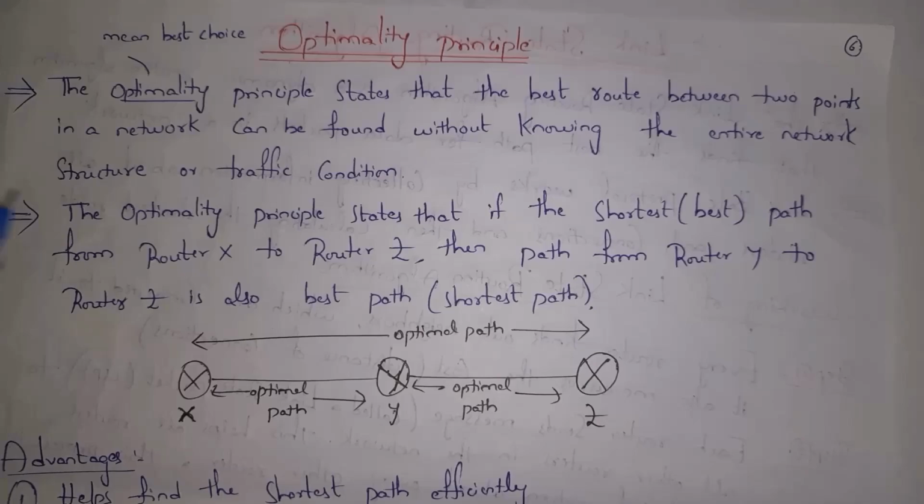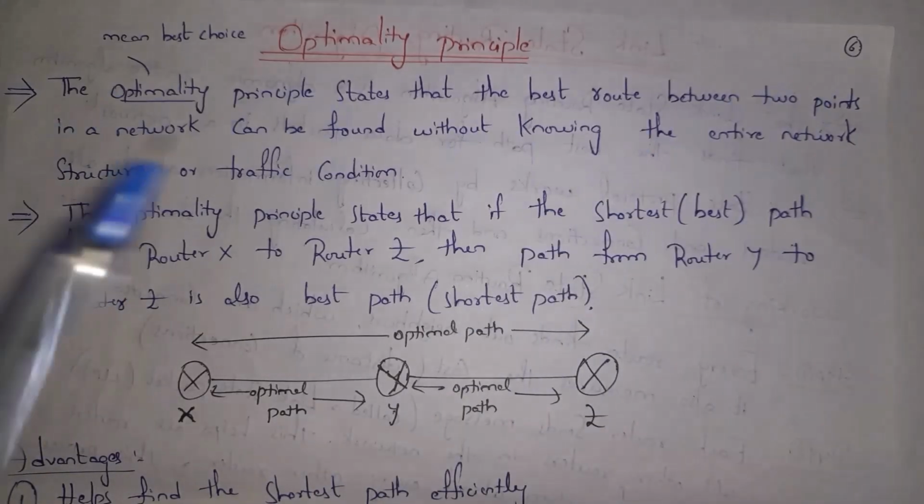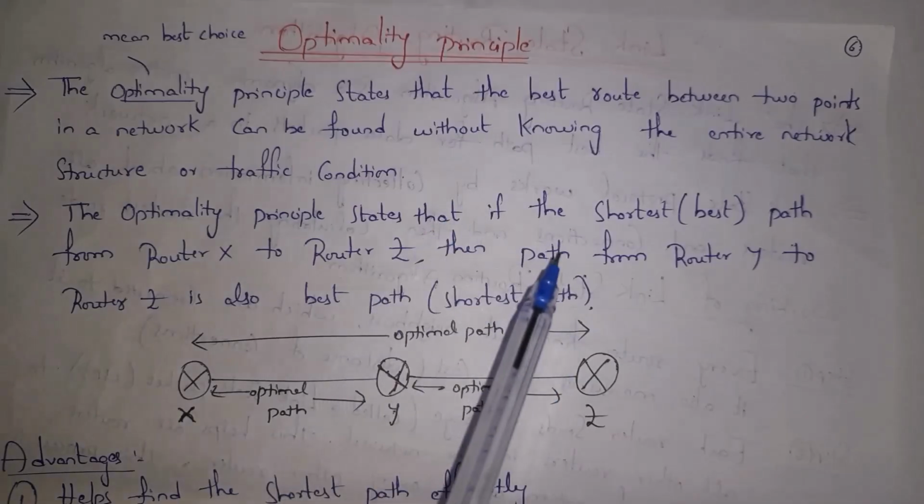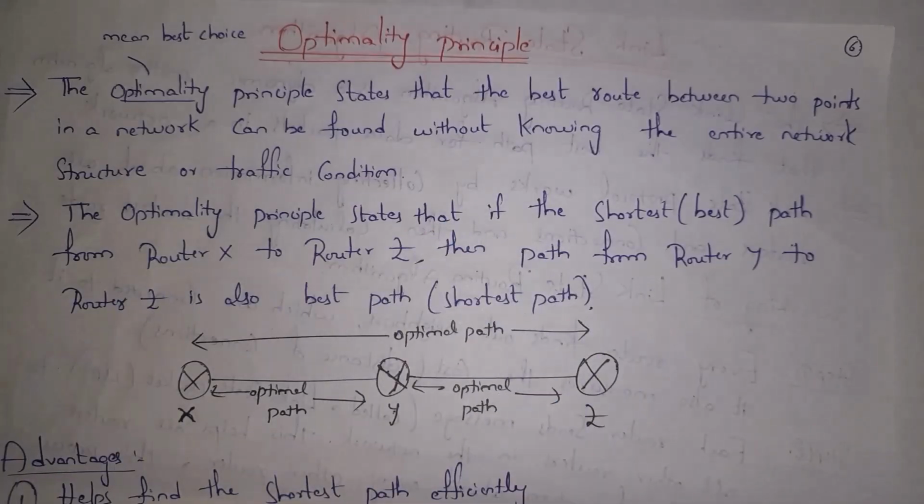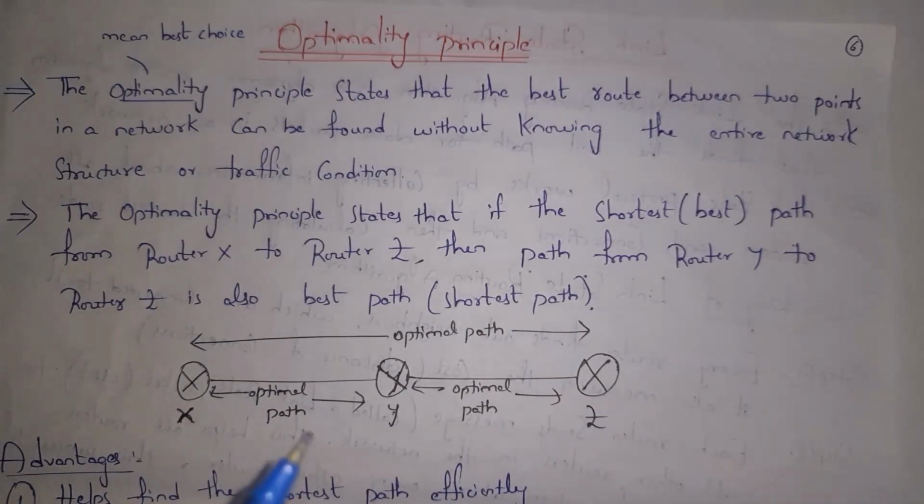So the optimality principle says that if there is a shortest route from router X to router Z, then the path from router Y to router Z is also a best route. For example, this is router X and this is router Z. If there is an optimal path from router X to router Z, then there will be an optimal path from router X to router Y, and an optimal path from router Y to router Z. So if there is a shortest route between 2 points, then all remaining routes connected to the 2 points are also best routes.